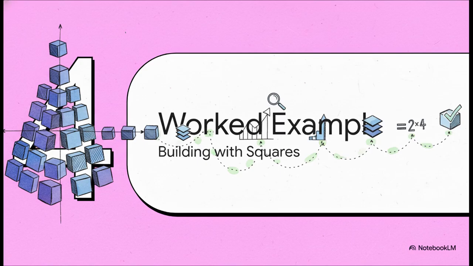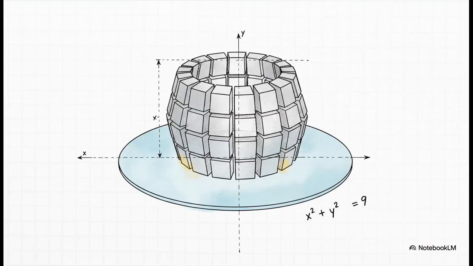We're going to take our 5-step guide and apply it to a classic problem you're definitely going to see. So here's our setup. The base of our solid is a circle, defined by the equation x squared plus y squared equals 9. And stacked on top of this circular base, we have a bunch of square-shaped cross-sections. Our mission is to find the total volume.